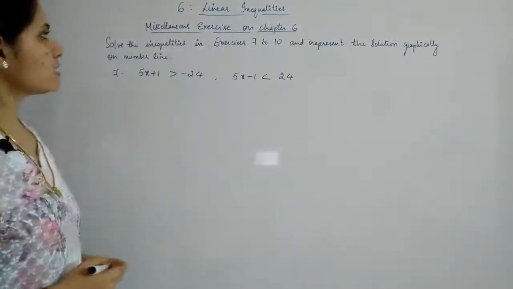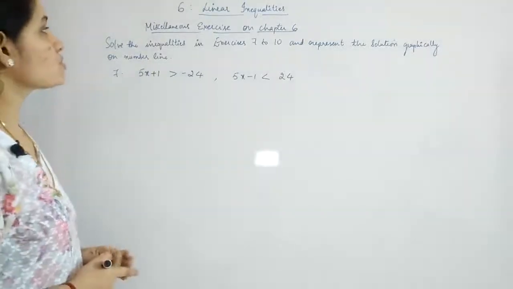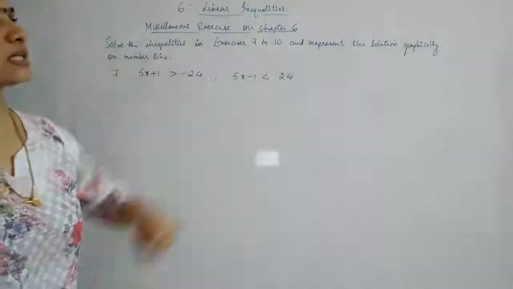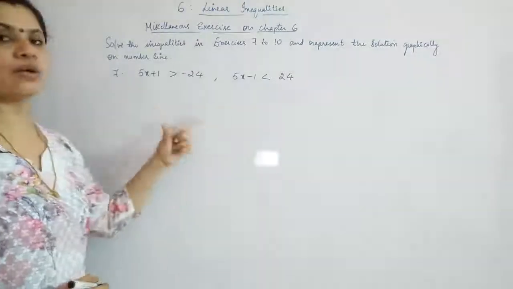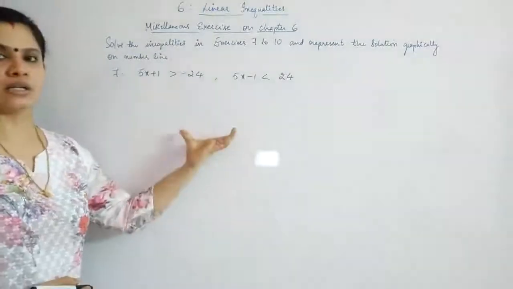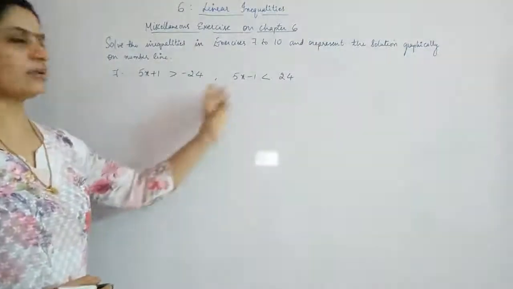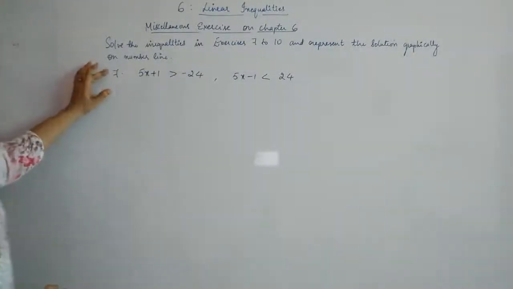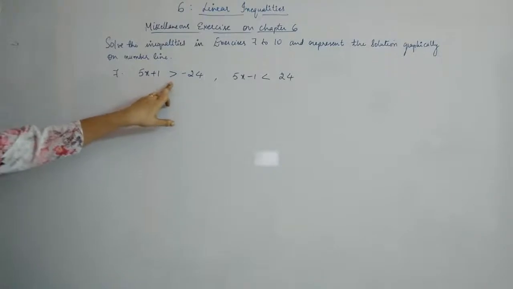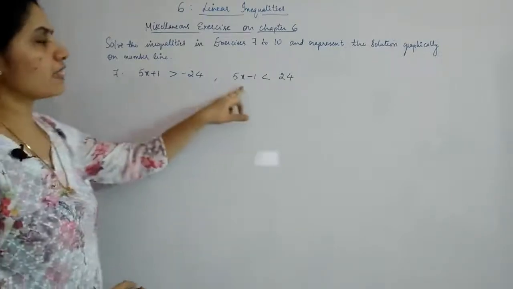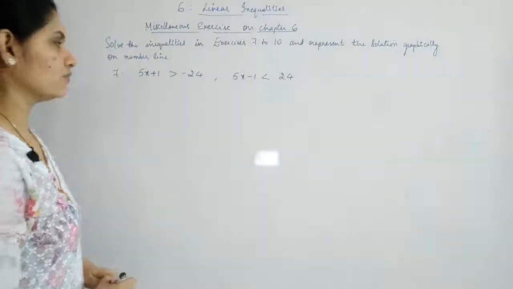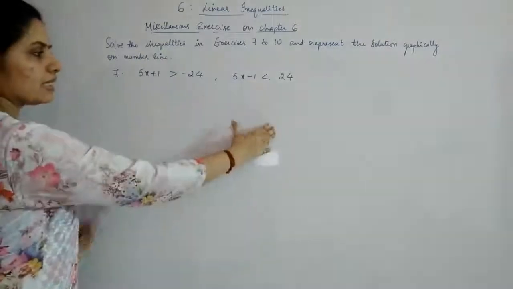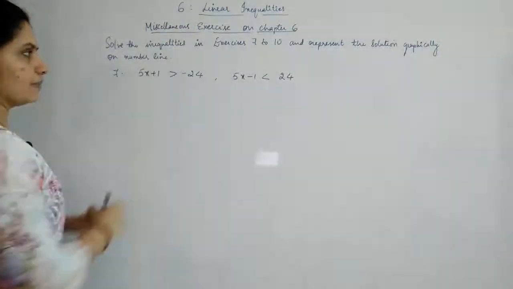Question number 7. From 7 to 10, you have to solve the inequality as well as represent the solution graphically on a number line. You have to show the region on the number line, what will be the solution accordingly. Okay. So the first question, question number 7, is 5x plus 1 is greater than minus 24 and 5x minus 1 is less than 24. So we will just solve them separately and then try to combine them if possible.